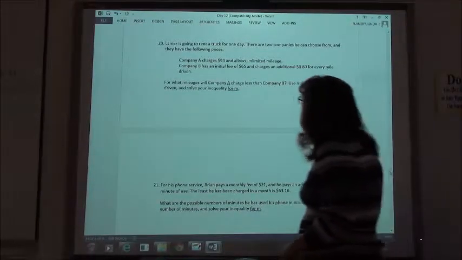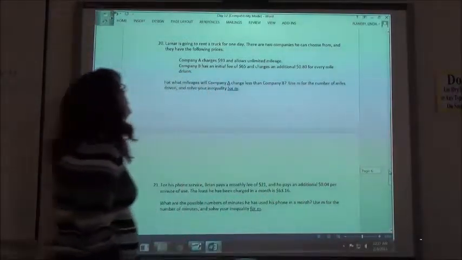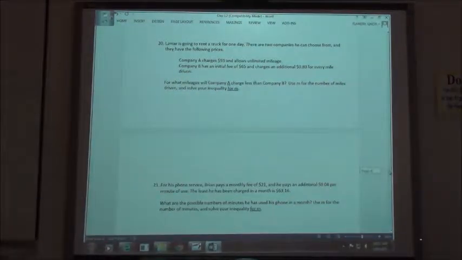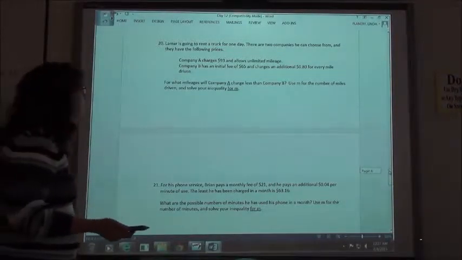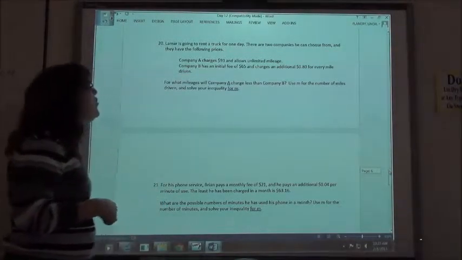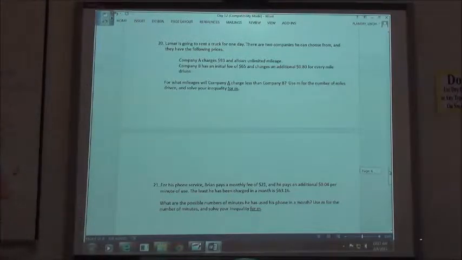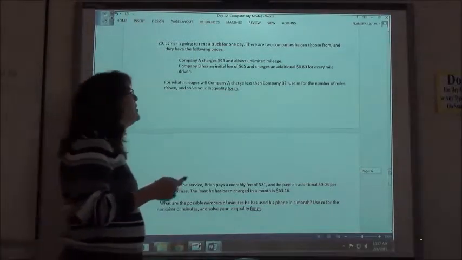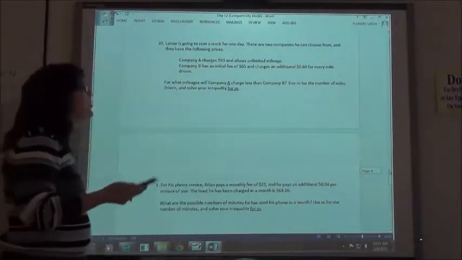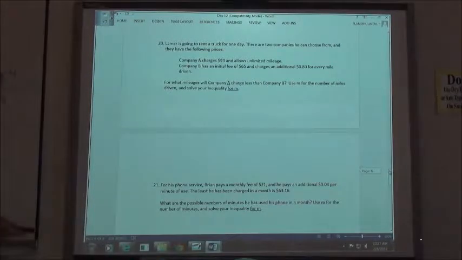Lamar is going to rent a truck for 1 day. There are 2 companies he can choose from, and they have the following prices. Company A charges $93 and allows unlimited mileage. Company B has an initial fee of $65 and charges an additional 80 cents for every mile driven. For what mileages will Company A charge less than Company B? Use M for the number of miles driven.